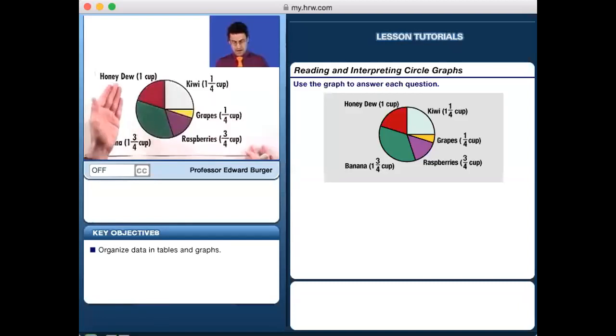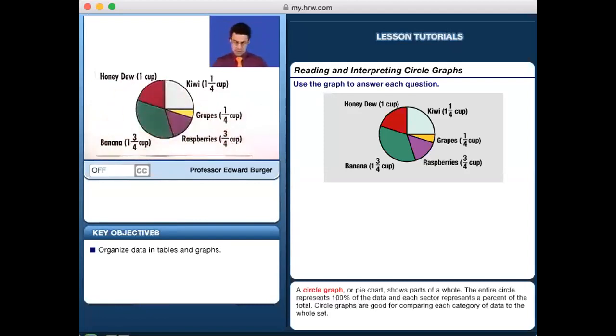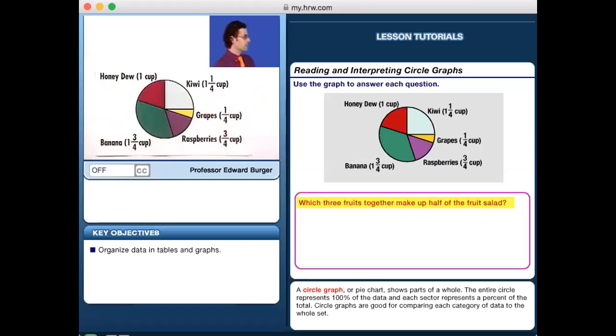We're making a fruit salad, and we're going to use a bunch of different types of fruits. We're going to use honeydew, kiwi, grapes, raspberries, banana, and these are the amounts that we're going to use. It turns out that these amounts can be used to make a pie chart. This pie chart shows the various proportions of the entire whole that we are using to make this fruit salad. Using this pie chart alone, without even looking at the values, we can answer some questions.